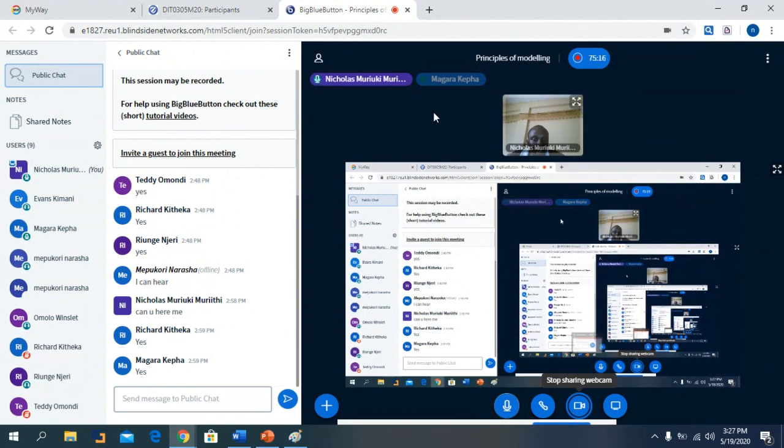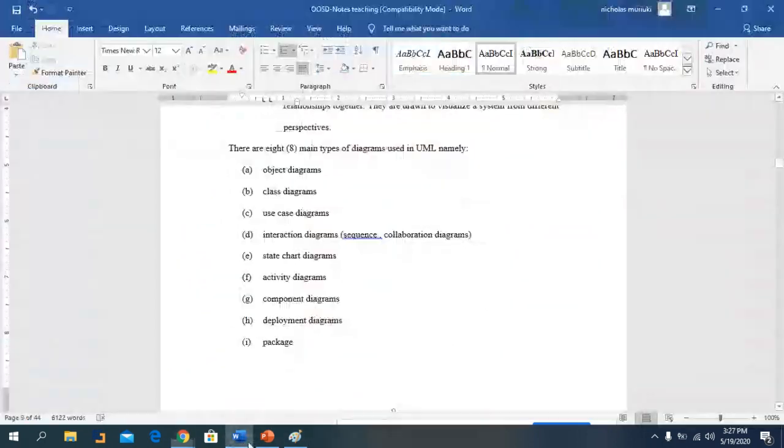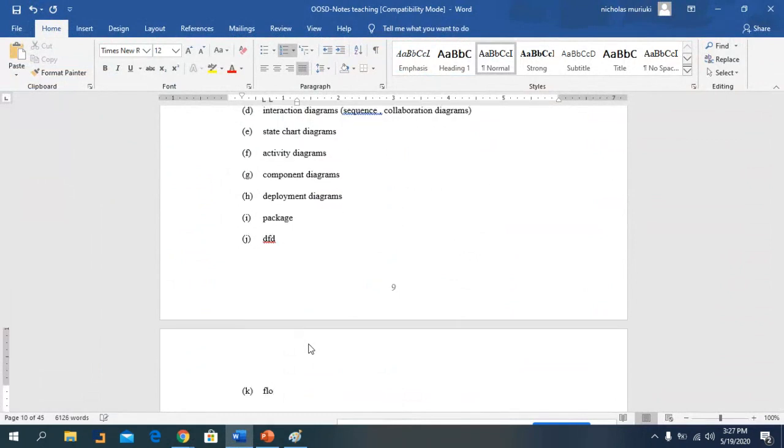If you look at these diagrams that we have here, we can still use data flow diagrams. We can still use flow charts. Remember, I have not indicated them here because I know you have done this in system analysis and design. Yes, that's why I have not indicated it here.